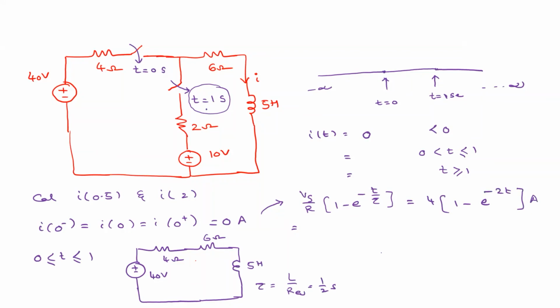Yes, sir. Right. So this is the response. This is only valid up to 1 second, right? Up to 0 to 1 second only, this is valid. Okay. So next step is we are finding out the response for t greater than 1. At t greater than 1 second, the circuit is modified something like this. Yeah, t greater than 1.